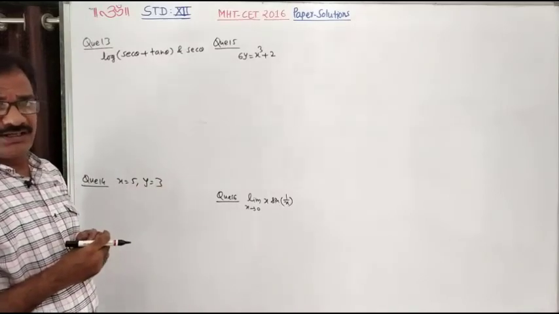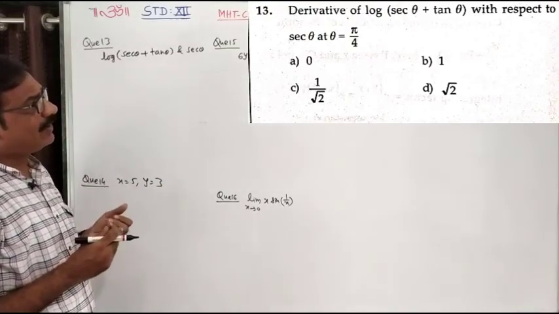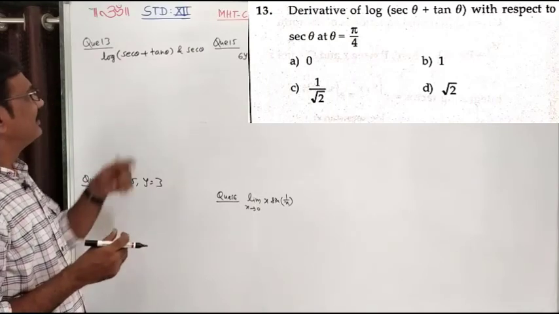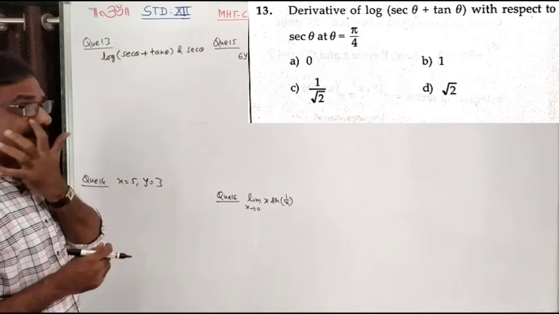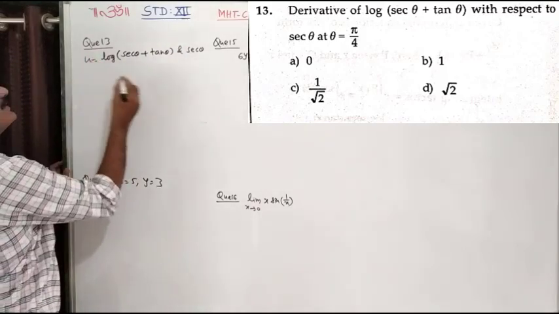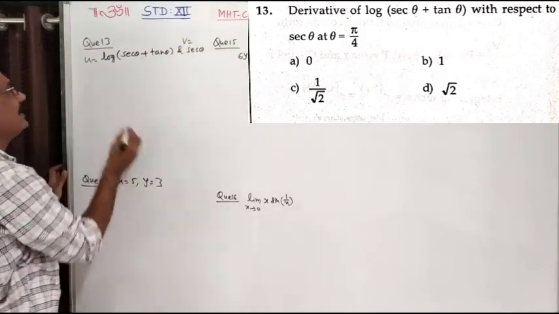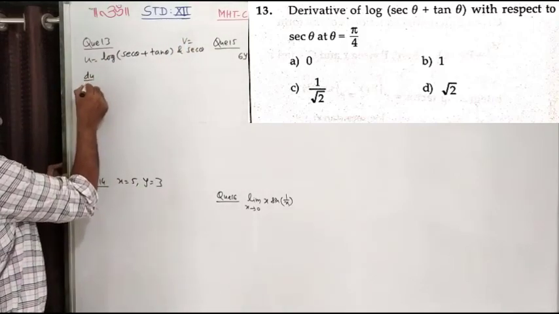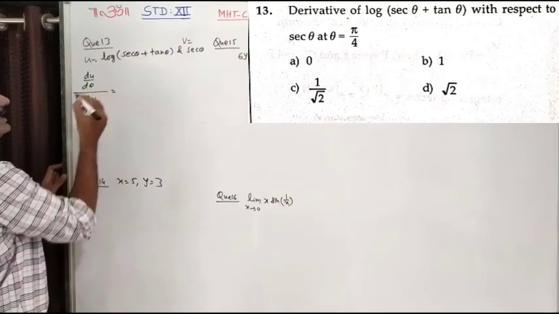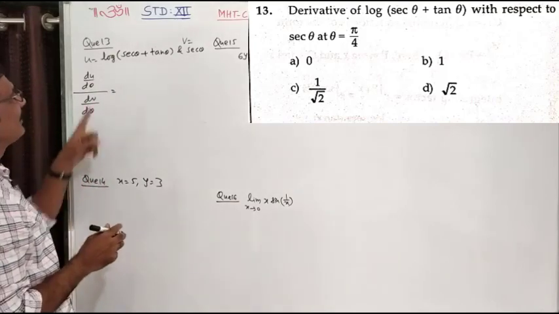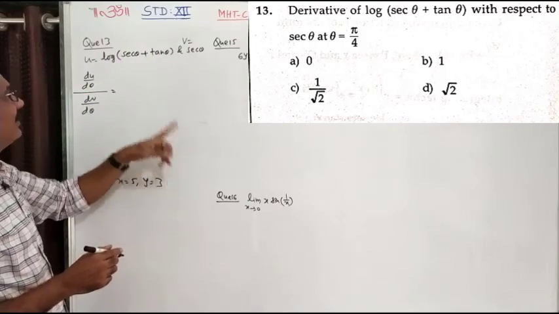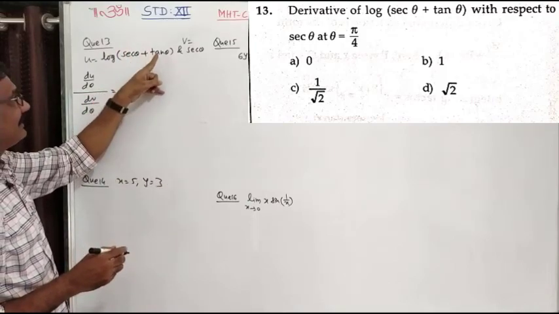See the question number 13. What is the derivative of log of sec theta plus tan theta with respect to sec theta? So you have to differentiate both of these with respect to theta. If you consider this as u, this as v, so du by d theta upon dv by d theta, that is your answer. Maximum thinking. So derivative of log x is 1 upon x, yeah, by chain rule. So 1 upon sec theta plus tan theta.